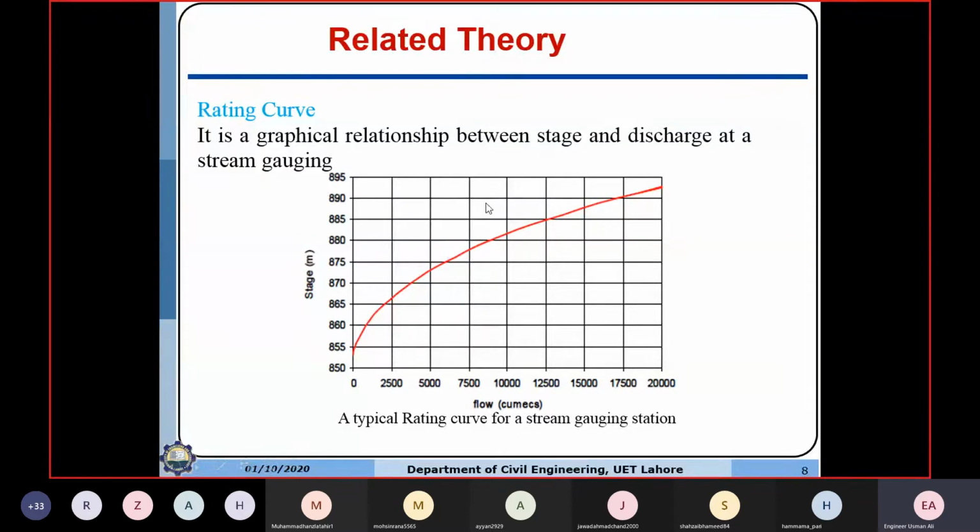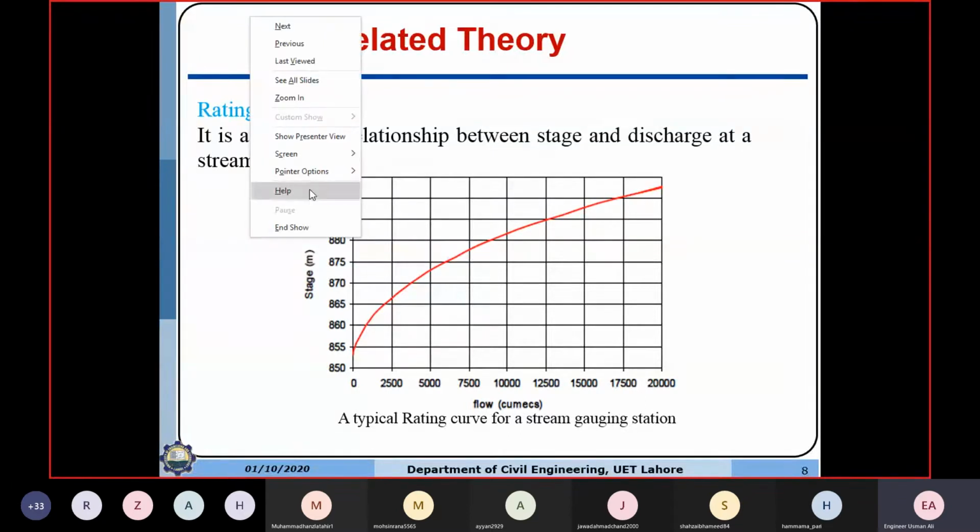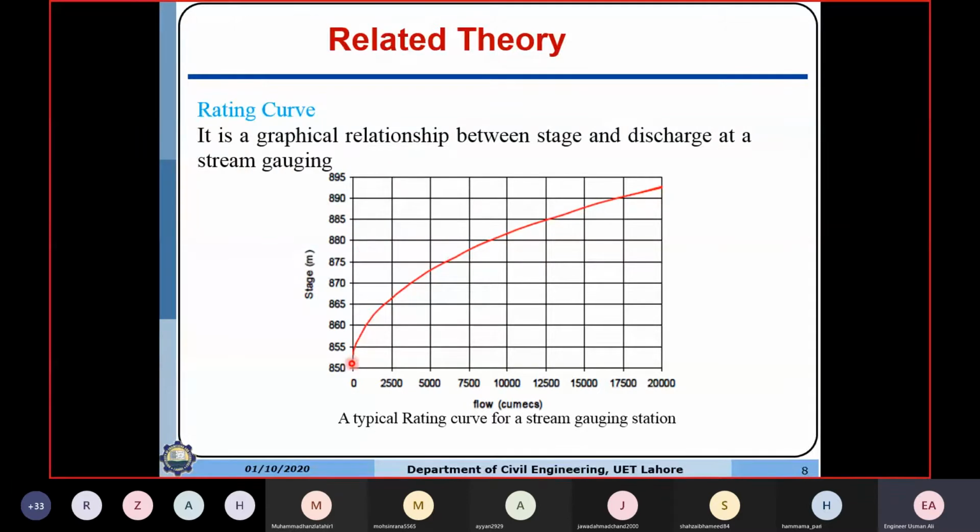So we have the rating curve showing the upward or increasing trend. For example, we get the upper rating curve for the rising stage, and we have the lower rating curve for the falling stage, and then we take the average of the two to consider as the rating curve.